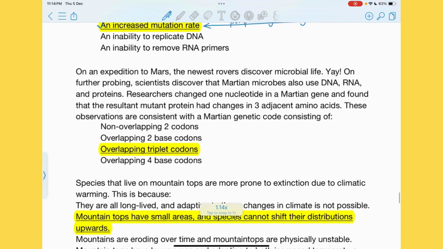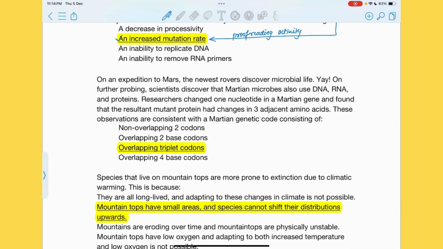Next question says, on an expedition to Mars, the newest rovers discovered microbial life. Yay! On further probing, scientists discovered that Martian microbes also use DNA, RNA, and proteins. Researchers changed one nucleotide in a Martian gene and found that the resultant mutant protein had changes in 3 adjacent amino acids. These observations are consistent with the Martian genetic code.